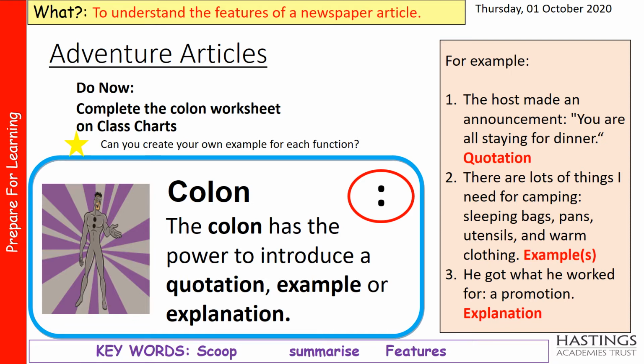So this is when the colon is used to introduce examples. And then the third one is, "He got what he worked for: a promotion." So here the colon is used to introduce an explanation because what he has worked for is the promotion.